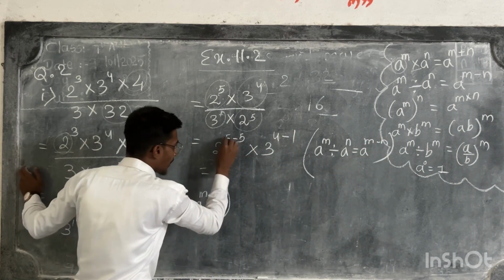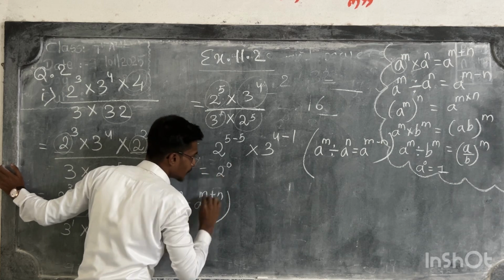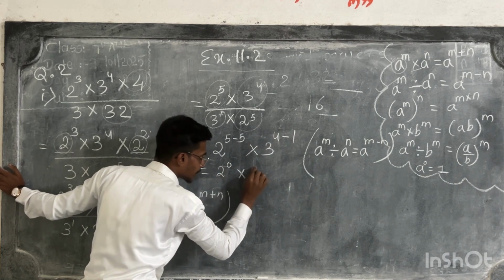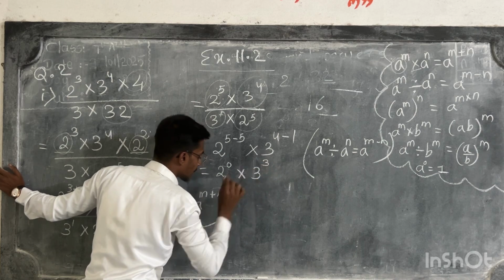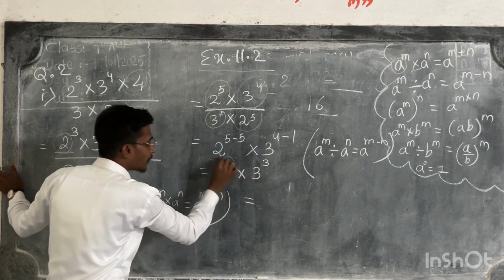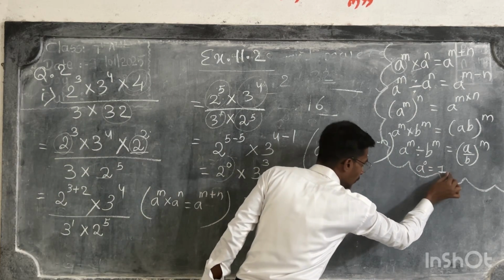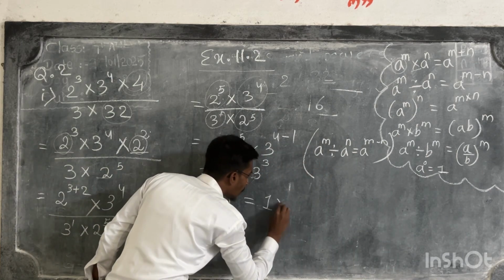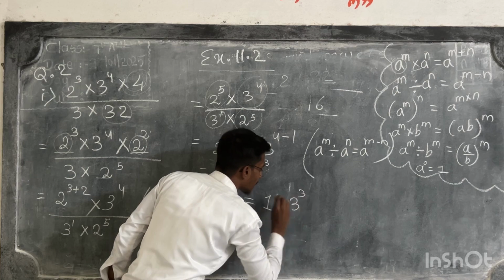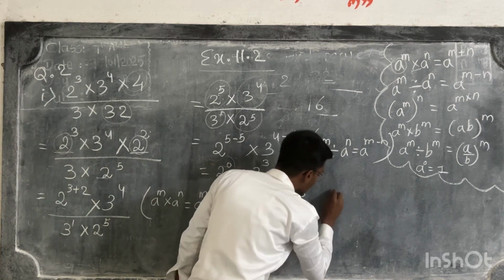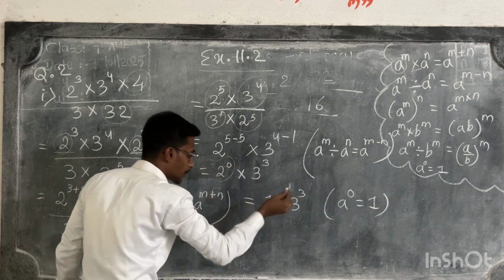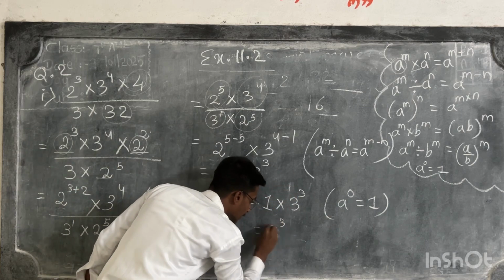Now simplify it. 5 minus 5 is 0, into 3 to the power 4 minus 1 is 3, so 3 to the power 3. We know that a to the power 0 is equal to 1. That means 2 to the power 0 means what? 1. 1 into 3 to the power 3. Which identity did you use here? a to the power 0 is equal to 1. 1 into 3 to the power 3 is 3 to the power 3 itself.